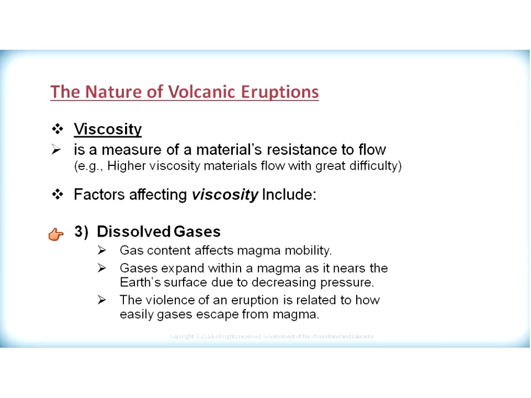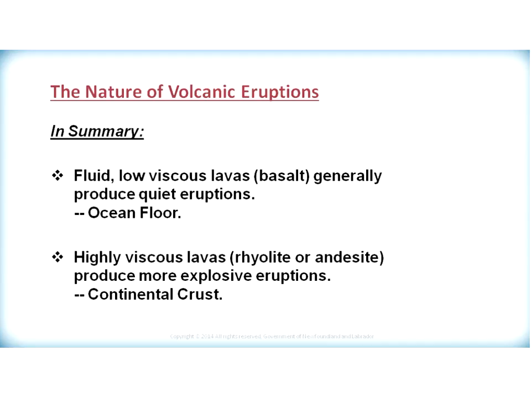In summary, fluid, low viscous lavas generally produce quiet eruptions, and these eruptions can be found on the ocean floor. Highly viscous lavas, such as rhyolites and andesites, produce more explosive eruptions, and these eruptions are associated with continental crust.